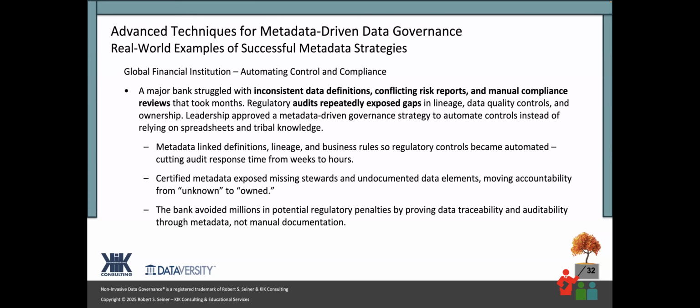They certified their metadata, meaning that they had a specific process that it went through to highlight where those gaps existed. And one of the last things I talked about today was, let's not point fingers at people. Let's just highlight where the metadata is missing. And so they were able to use their metadata to expose what metadata was missing, where stewards were not identified, and those types of things.